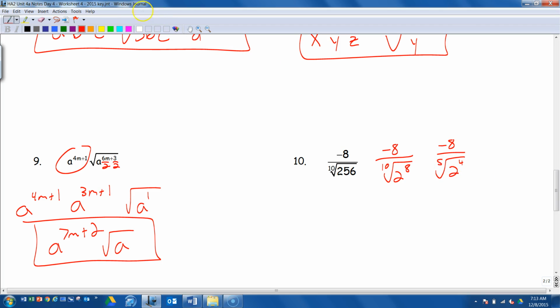Alright, now I need to just rationalize the problem. So I need another 5th root of 2. Can't do anything with those, so I get negative 8 5th root of 2 all over. Now there's a whole 2 because I have 5 of them. And then you can divide an 8 and a 2. Negative 4 5th root of 2 is the final answer.